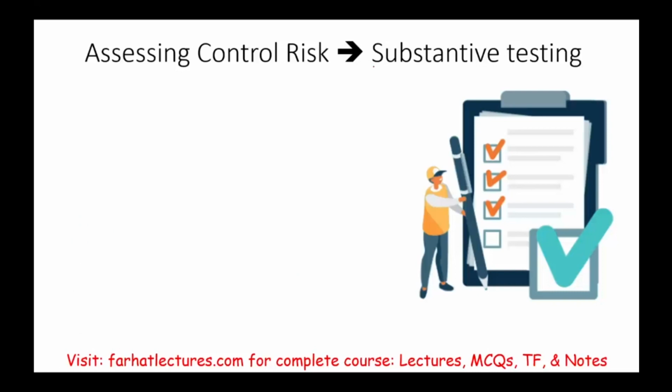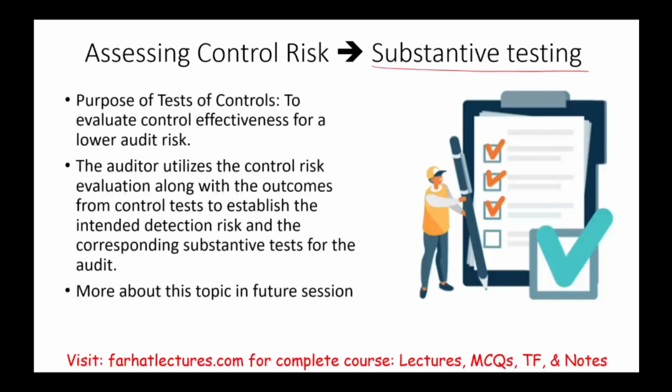To end up with substantive testing, to determine. The purpose of testing of control is to evaluate control effectiveness for lower audit risk. So the auditor utilizes the control risk evaluation along with the outcome from control test to establish the detection risk and the substantive testing for the audit. So we do all this work, learn about the control, assess the control, test the control, to eventually determine, assuming we're going to rely on the control, how much work to do in terms of substantive testing. And we'll talk more about substantive testing later on.